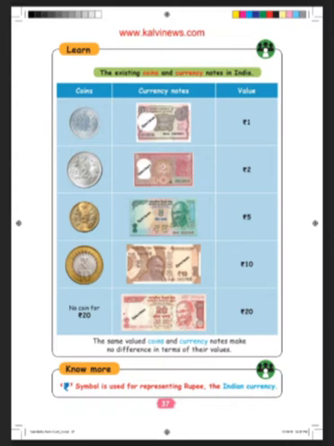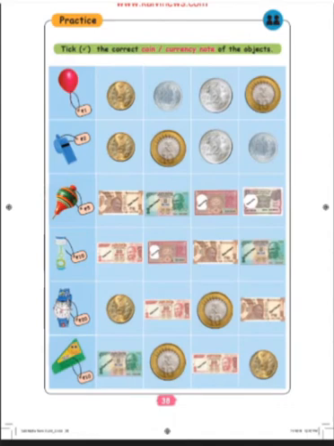Okay, now all take page number 38. Pick the correct coin or currency note for the object. See, first they have given for balloon 1 rupee. So, where is 1 rupee? In the second place, 1 rupee is there, no? 5 rupee in the center, 5 is there. Here, 1 is there. So, in that place you have to tick.